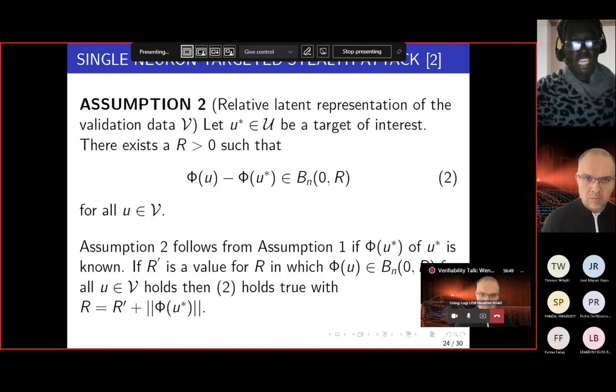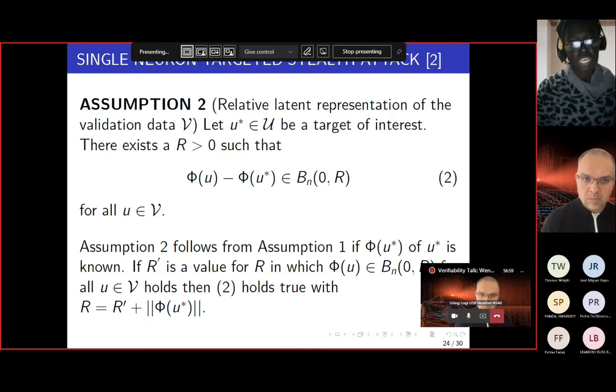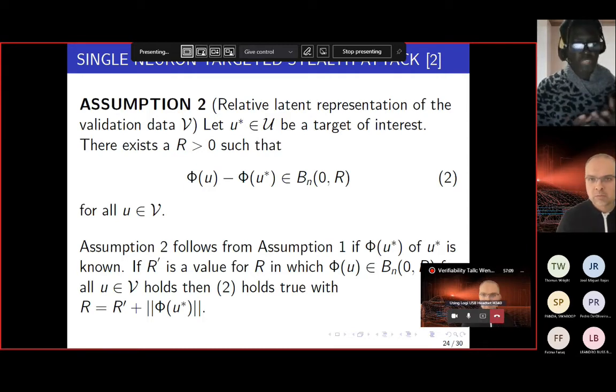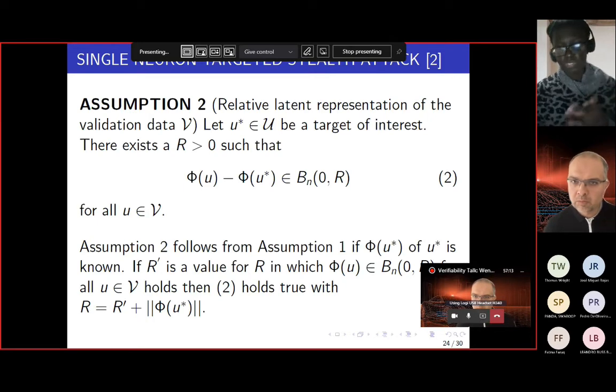And then next, I will talk about the case where you can have a targeted stealth attack. For the plain stealth attack, the attacks are arbitrary, and the trigger input is also arbitrary, but we can focus on the case whereby you have an attack which is triggered by an input, but it's located within some target of interest or within some vicinity of the target of interest.